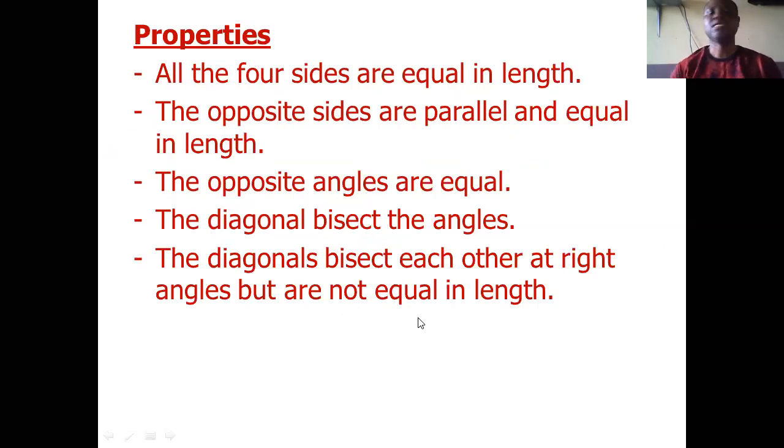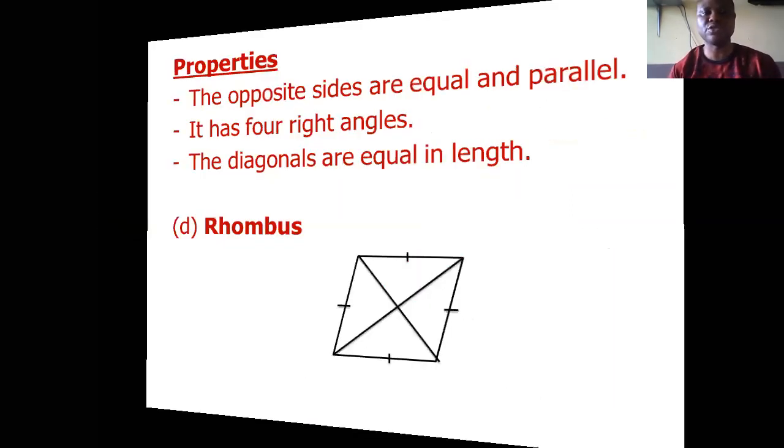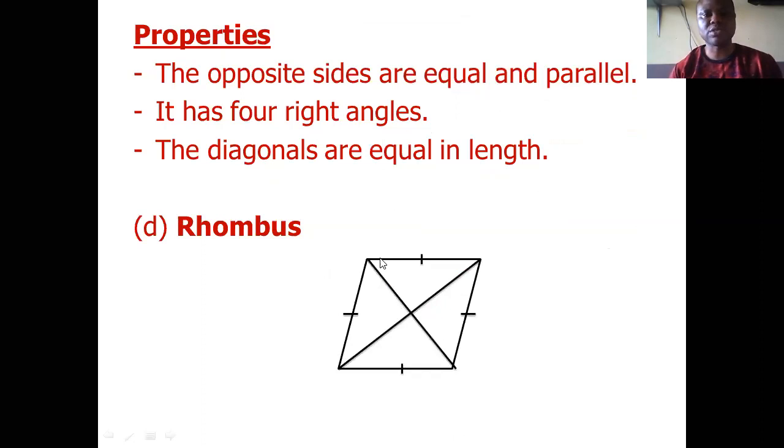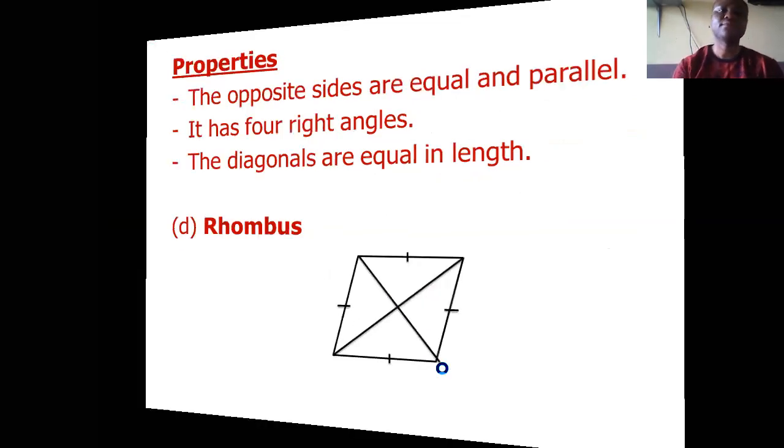Of course, when we say all the 4 sides are equal in length, you should know that the opposite sides are parallel and equal in length. The opposite angles are equal. Yes, for every rhombus, the opposite angles are equal. What do I mean by opposite angle? Let me show you. This angle here is opposite to the angle here.